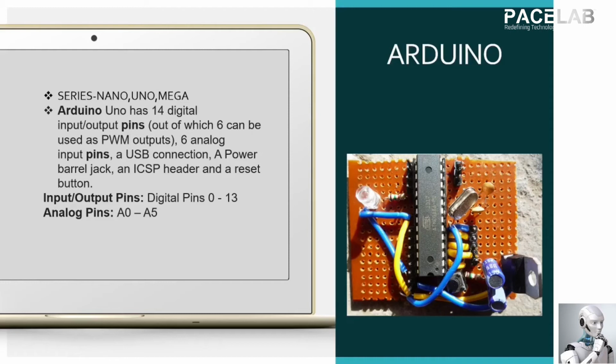The Arduino Uno has about 14 digital I/O pins, of which 6 are used for PWM, which means these 6 pins are already set for PWM purposes, like controlling motors. 6 pins are set for analog communication, for interfacing analog sensors, starting from A0 to A5. The I/O pins from 0 to 13 are digital pins, and I have already told you that A0 to A5 are analog pins.